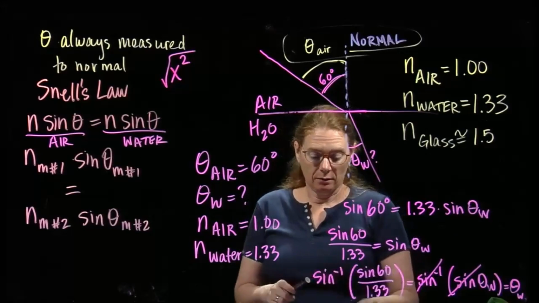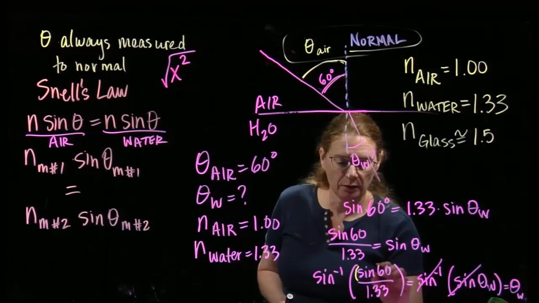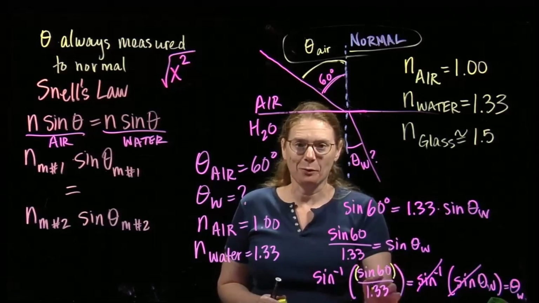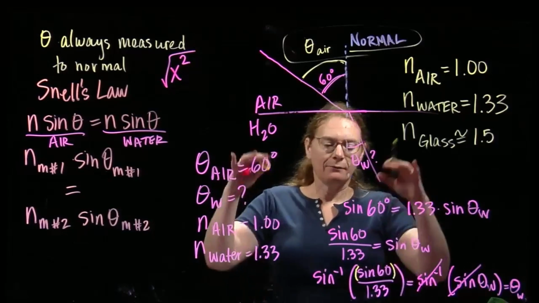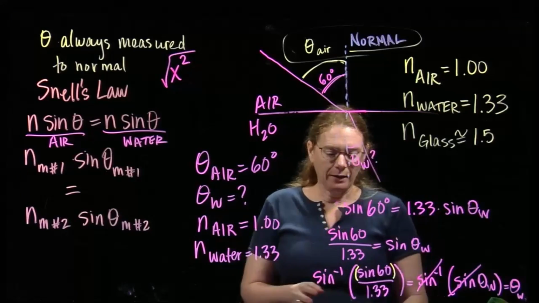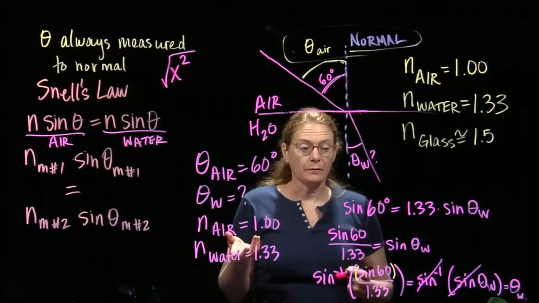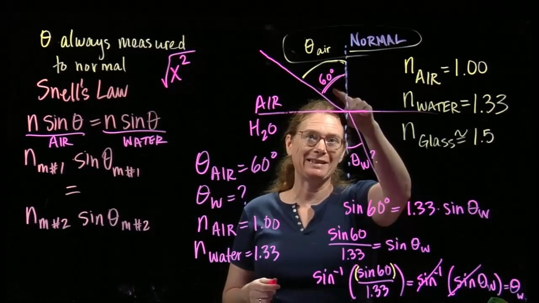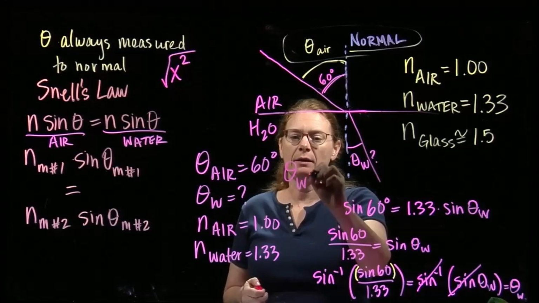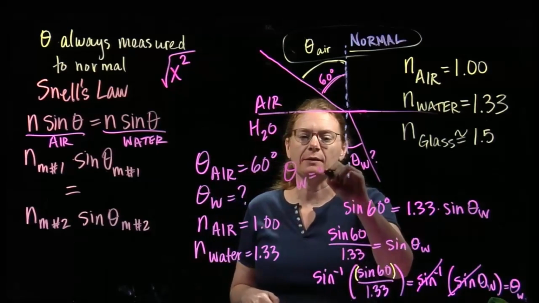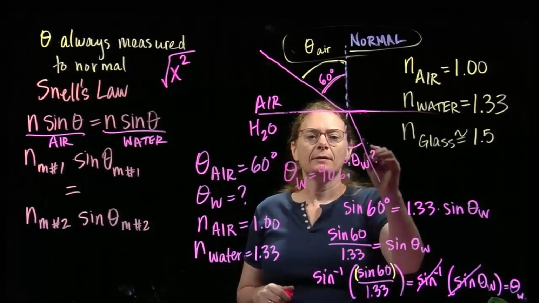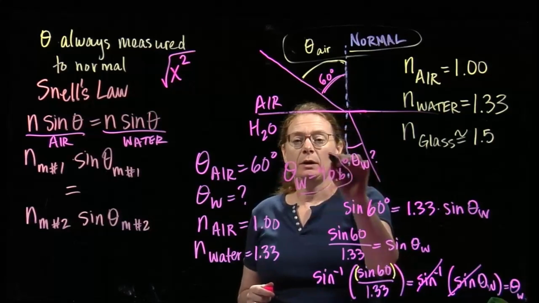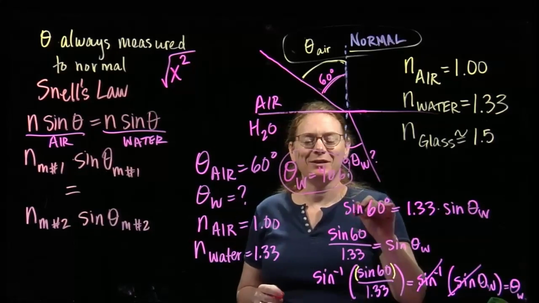In your calculator, don't forget to put an extra parentheses here, because otherwise you'll do the sine of 60 over 1.33. No, we want the sine of 60, figure that out, then the 1.33. All right, go ahead and do it in your calculator. We were guessing it was going to be towards the normal, which means less than 60. And if you calculate it, what do you get? 40.6 degrees. So it bent almost 20 whole degrees. That's a lot. And that is our answer.